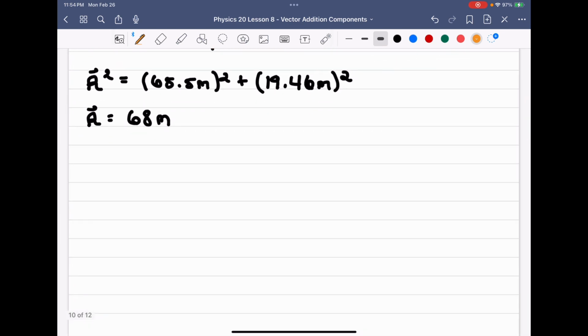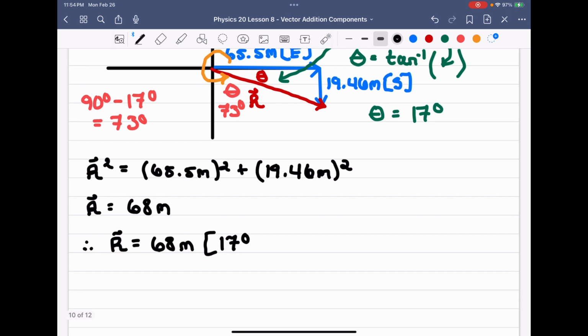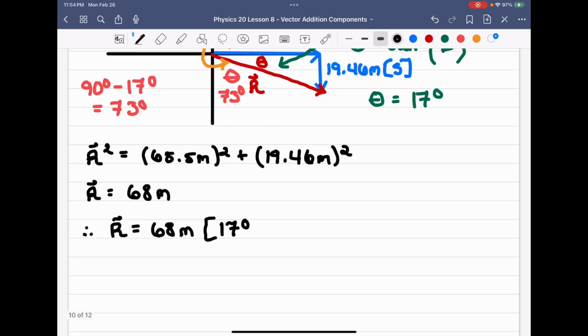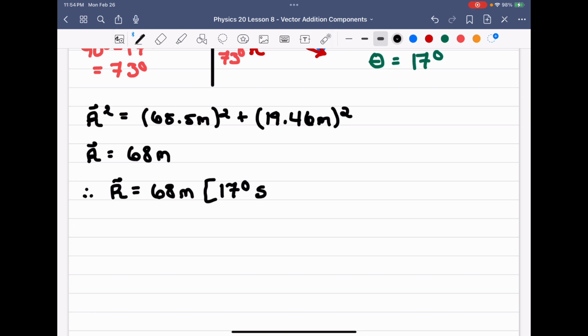So I'm going to say right at the very bottom here, therefore, the resultant is equal to 68 meters. And then we're going to put in our first navigator method angle, 17 degrees. If I look at my triangle, it's south of east. We're moving away from the east line towards the south. And so I'm going to say this is south of east. I'm even going to clean up that bracket just a little bit because that is a little bit messy there.